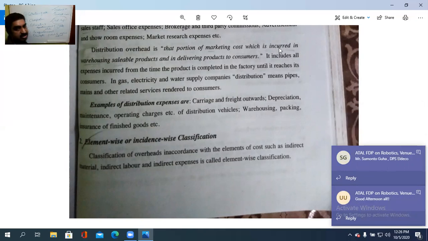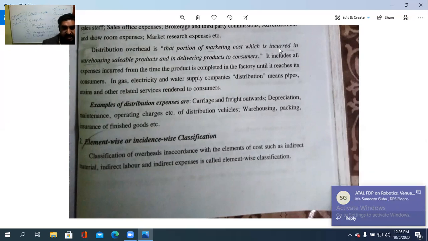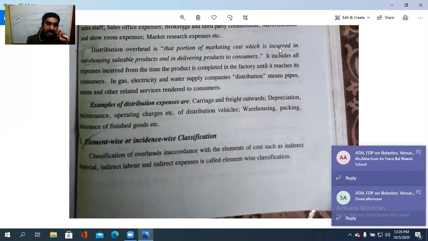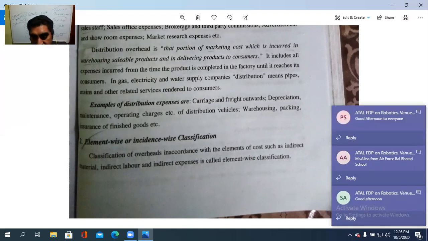Then element-wise classification, that is direct and indirect material, indirect labor, indirect expenses, that you already studied. All those that are not directly traceable in the production process or attachable or allocated to any production process is called element-wise or incidence-wise classification.